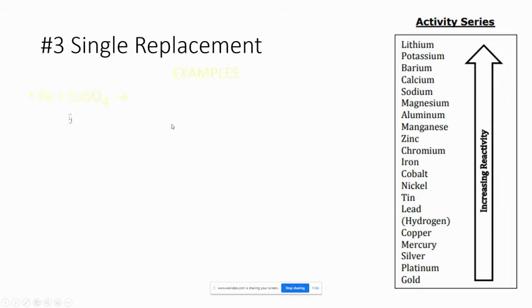What do I have to do? Let's go back here. What we're going to do next is finish up this equation. Since these things switch out, we're going to have copper by itself now, plus iron sulfate.